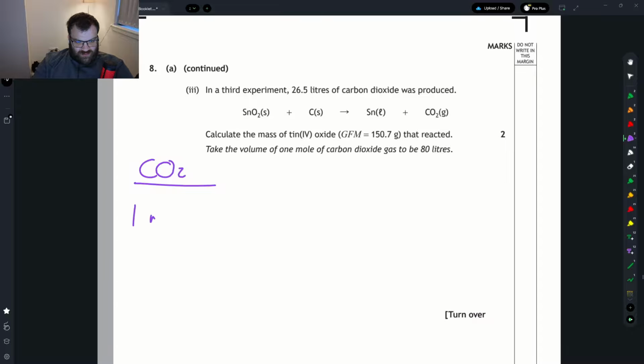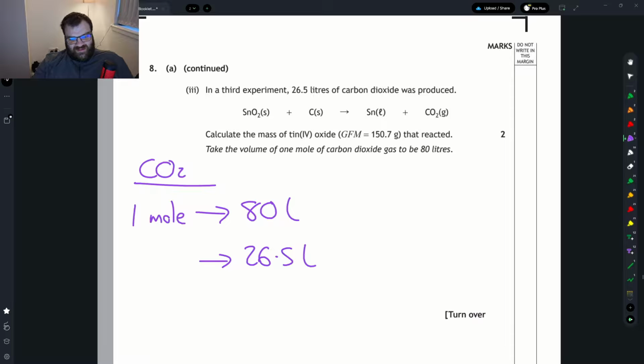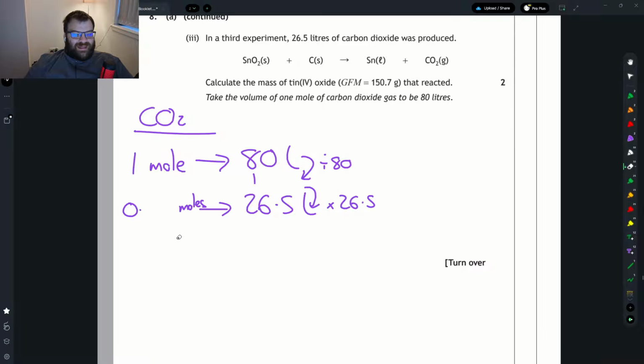My preferred approach here is, well, 1 mole is 80 litres. We have got 26.5 litres. How do we go from 80 to 26.5? Divide by 80 and times by 26.5. If we do the same to 1, that gives us 0.33125 moles of carbon dioxide.